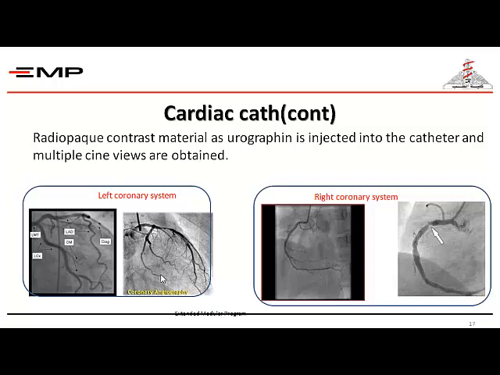The middle left shows a stenosis in the LAD, or left anterior descending artery. On the right image, there is the right coronary system. The most left of this is the normal right coronary, while the arrow shows you stenosis in the proximal part of the right coronary artery. Opacification of this coronary is done by using the dye, which is urografin or Ultravist, injected through the catheter into the coronaries.